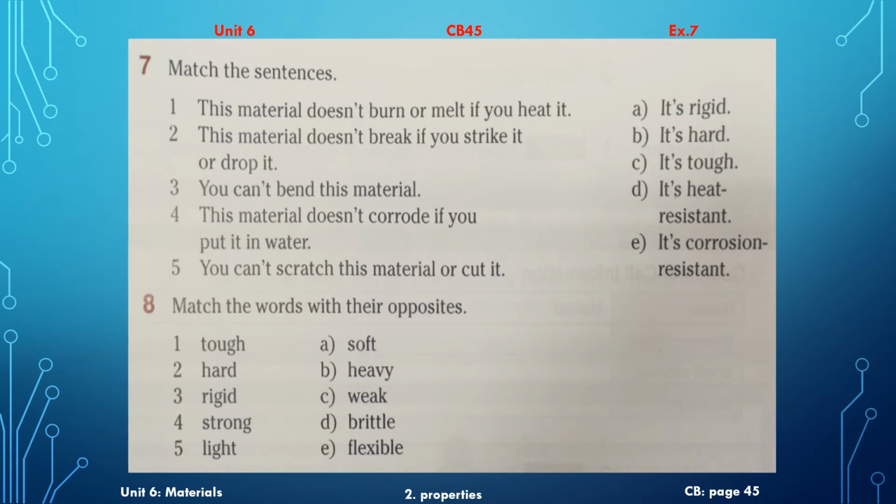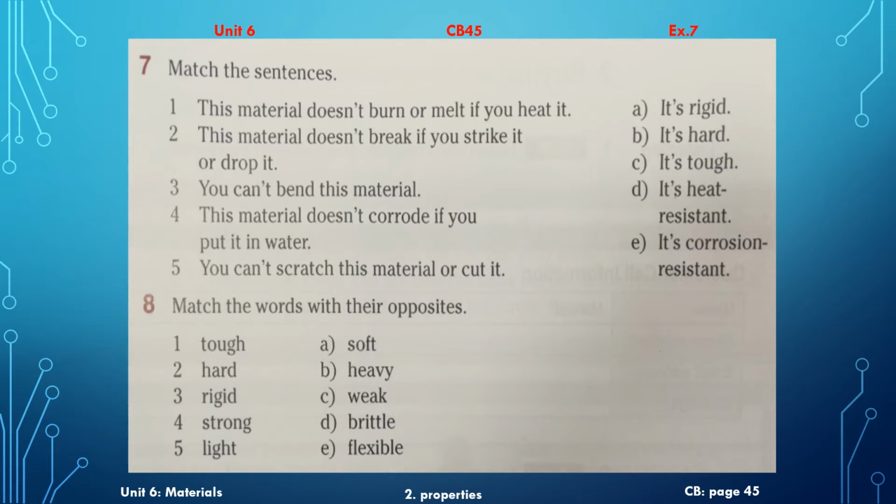We will start by looking at exercise 7, page 45. We need to match the sentences. On the left we have a description of the material, and on the right we have the properties of these materials according to the descriptions. Let's read the descriptions first.